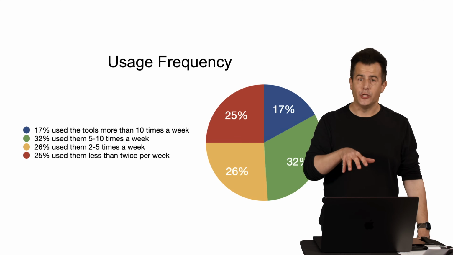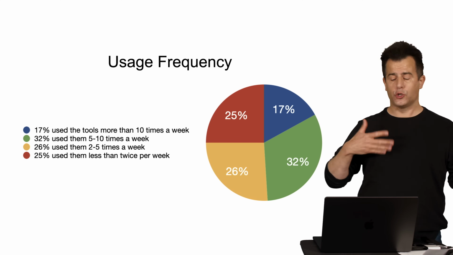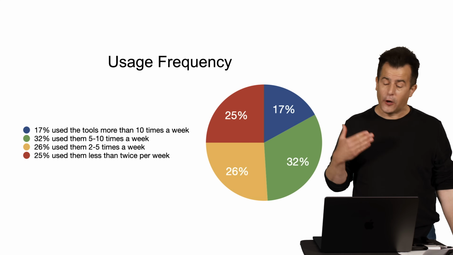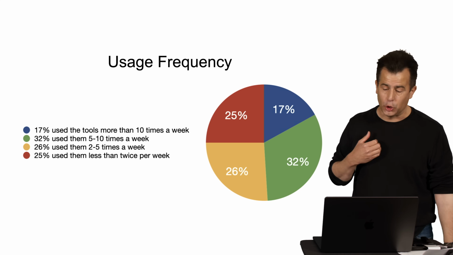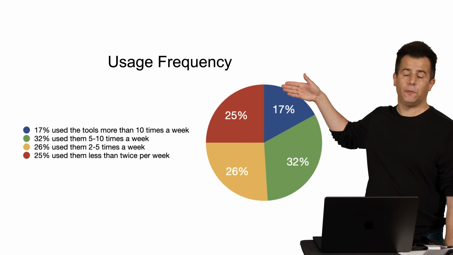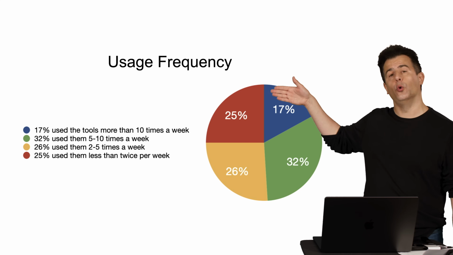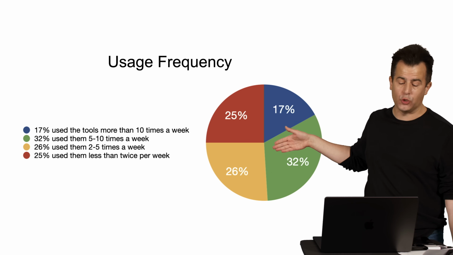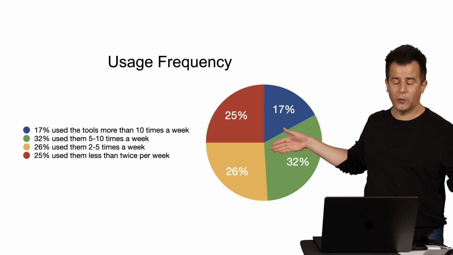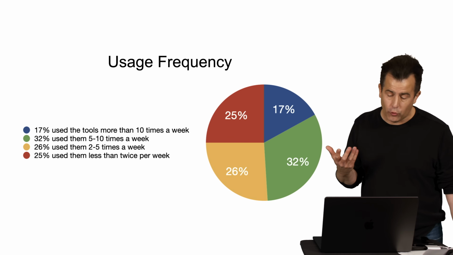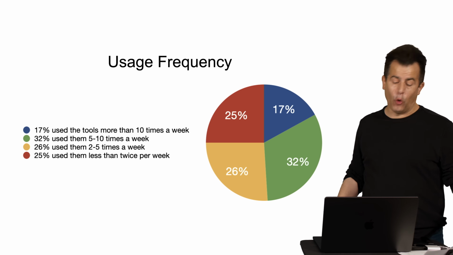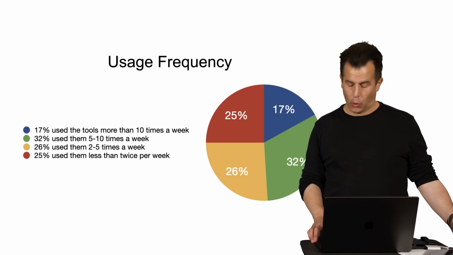Among our undergraduates on campus, when we surveyed them as to their utilization, almost all students use the duck fairly regularly. Pictured here in blue, 17% of students use the tools more than 10 times per week. Pictured here in green, at 32%, are students who use the tools 5 to 10 times per week. And pictured in red are only 25% of students who last semester used them less than, say, twice per week.